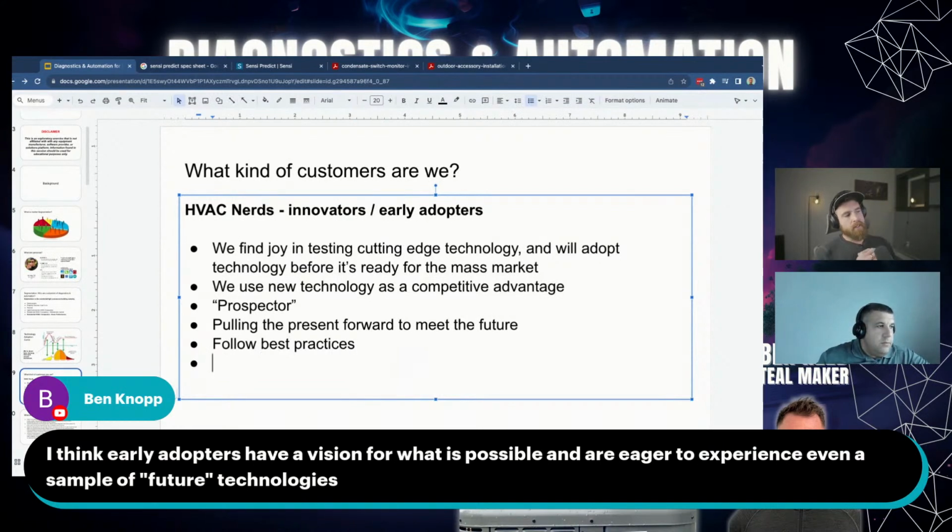I'd say that desiring to follow best practices and desiring to see the market shift towards best practices is a very common trait among a lot of HVAC nerds as well. So they're not just in it for the technology. They're in it because they want to see results, and the technology will help them achieve the results that can be gained through best practices in an automated manner. Right.